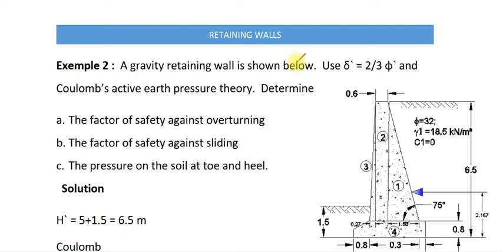After this example, you will be able to analyze a retaining wall. Example 2. A gravity retaining wall is shown below. Use delta equal to 2/3 phi and Coulomb's active earth pressure theory. Determine the factor of safety against overturning, sliding, and the pressure distribution at toe and heel of the retaining wall.